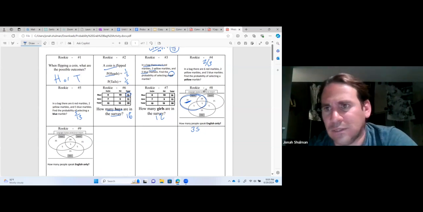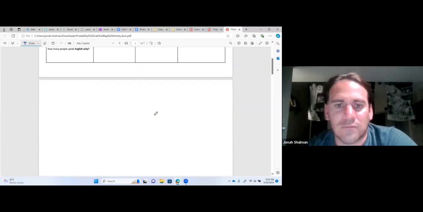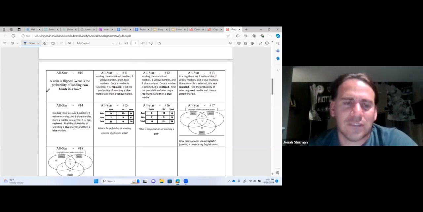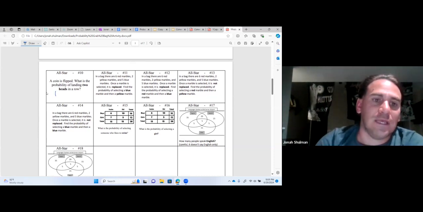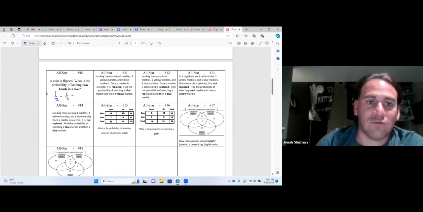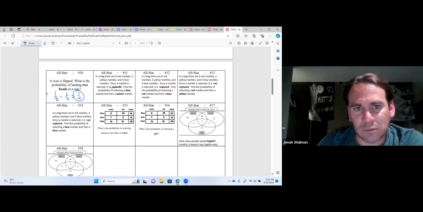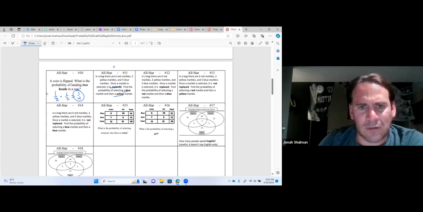Notice that I put the closest airport of the school that I did this in. But notice as soon as you go to All-Star, now what is the probability of landing 2 heads in a row? That's a heads and a heads. So that's 1/2 times 1/2, which is 1/4. Now we're doing ones with replacement, right? So we do blue and then a yellow. So it's multiply.